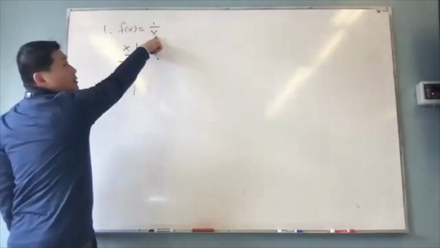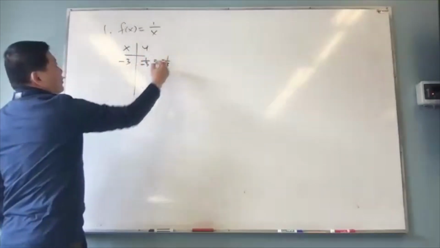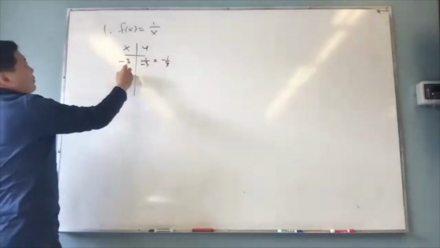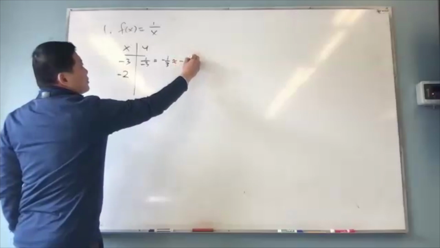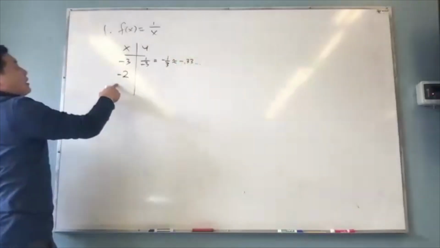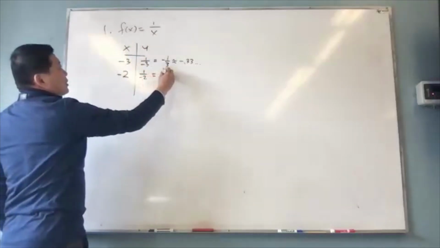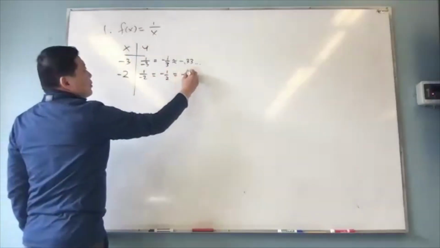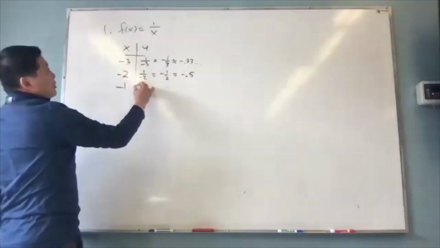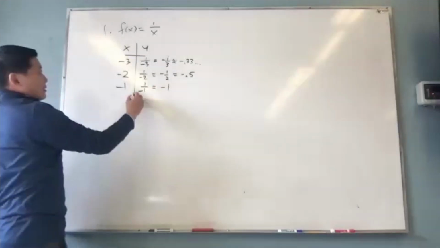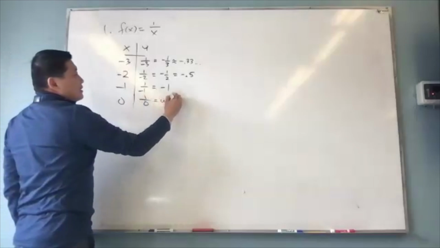If I put -3 into x, I get 1 over -3, which is -1/3, or about -0.33, right? -2 is 1 over -2, which is -1/2, which is -0.5, right? So that's pretty easy. -1 becomes 1 over -1, which is -1. Put 0 in here, I get 1 over 0, which is undefined, right?